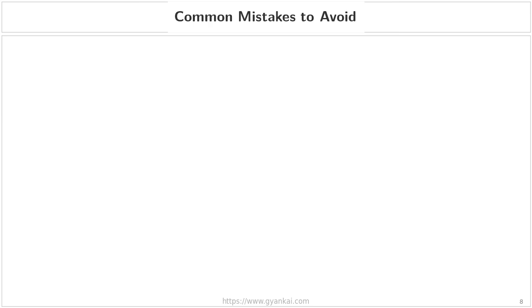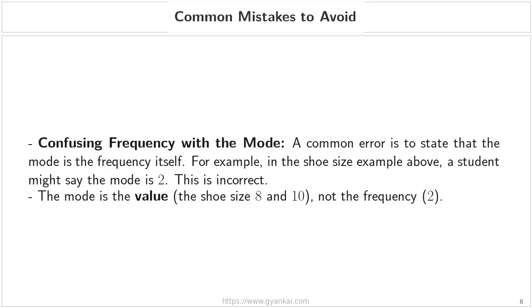Common mistakes to avoid. First, a very frequent error is confusing the frequency with the mode itself. It is easy to look at our frequency table from the shoe size example and mistakenly state that the mode is 2. But remember, 2 is simply how many times the sizes appeared. The mode is the actual value, in this case, the shoe sizes 8 and 10. Always ask yourself, am I naming the item, or am I naming how many times it appeared?